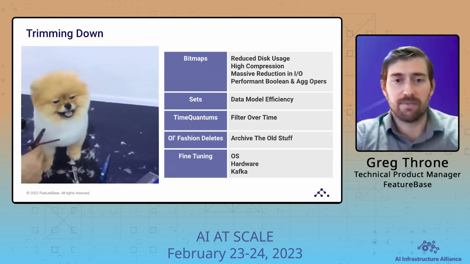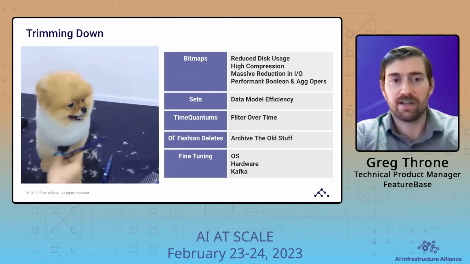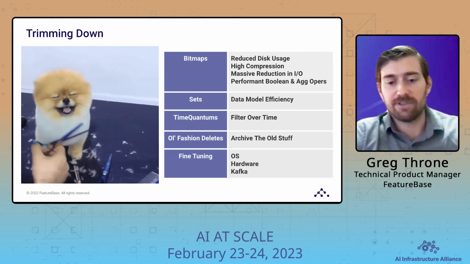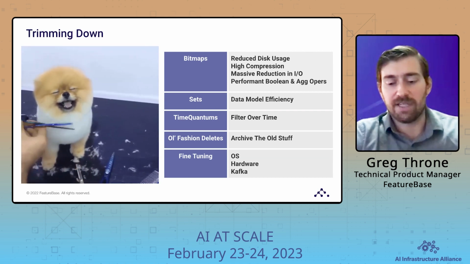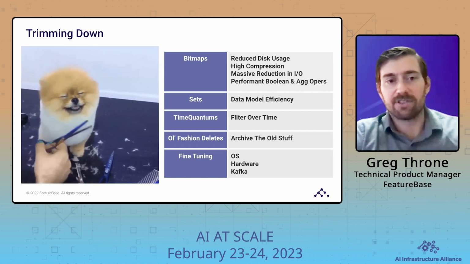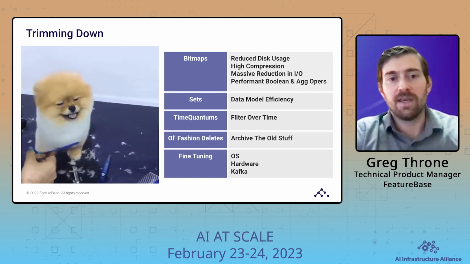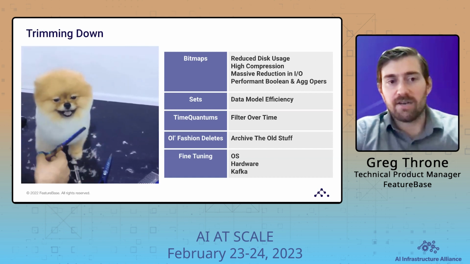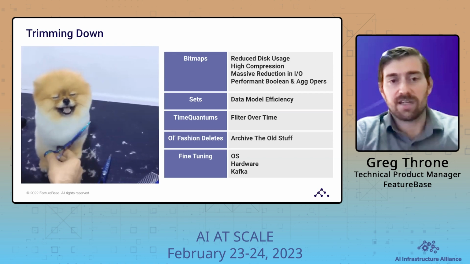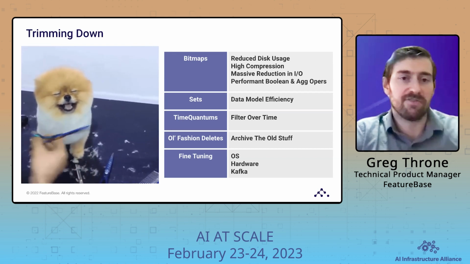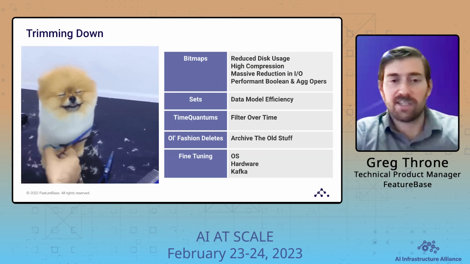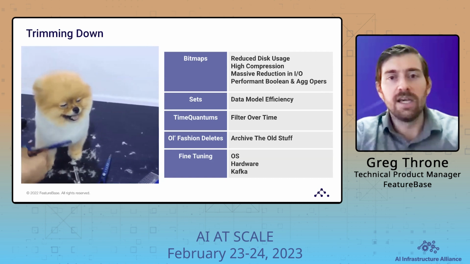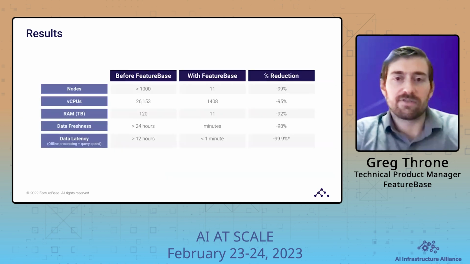Sets let us make our data model much more efficient than it was before and allow us to scale much better over time. And time quantums let us filter those set values over time based on what's actually relevant to advertisers and their end users. We did have old-fashioned deletes, which is archiving the old records out because they're no longer necessary for this kind of real-time use case. And finally, there's fine-tuning in other areas. For us in particular, it was from the OS, hardware, and from Kafka. And that all led to these final results for this use case.